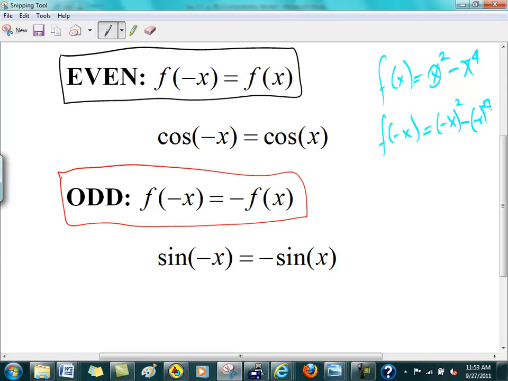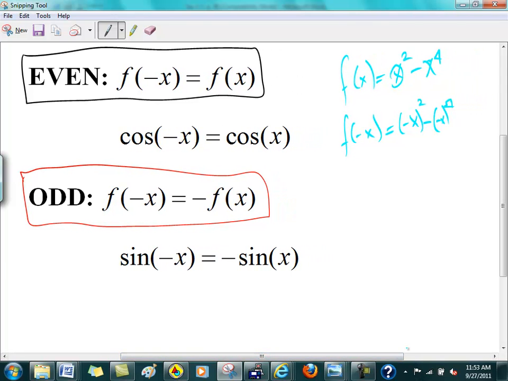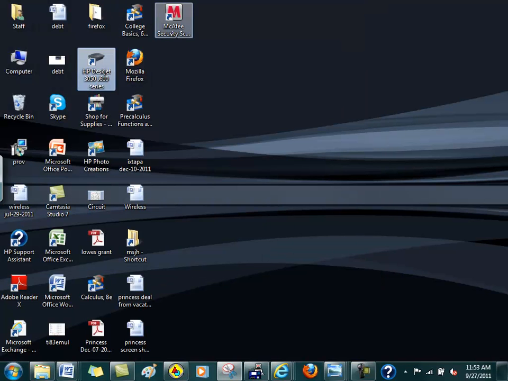Is everybody with me on this? Can you guys see that? Do you want me to rewrite it, Noah?